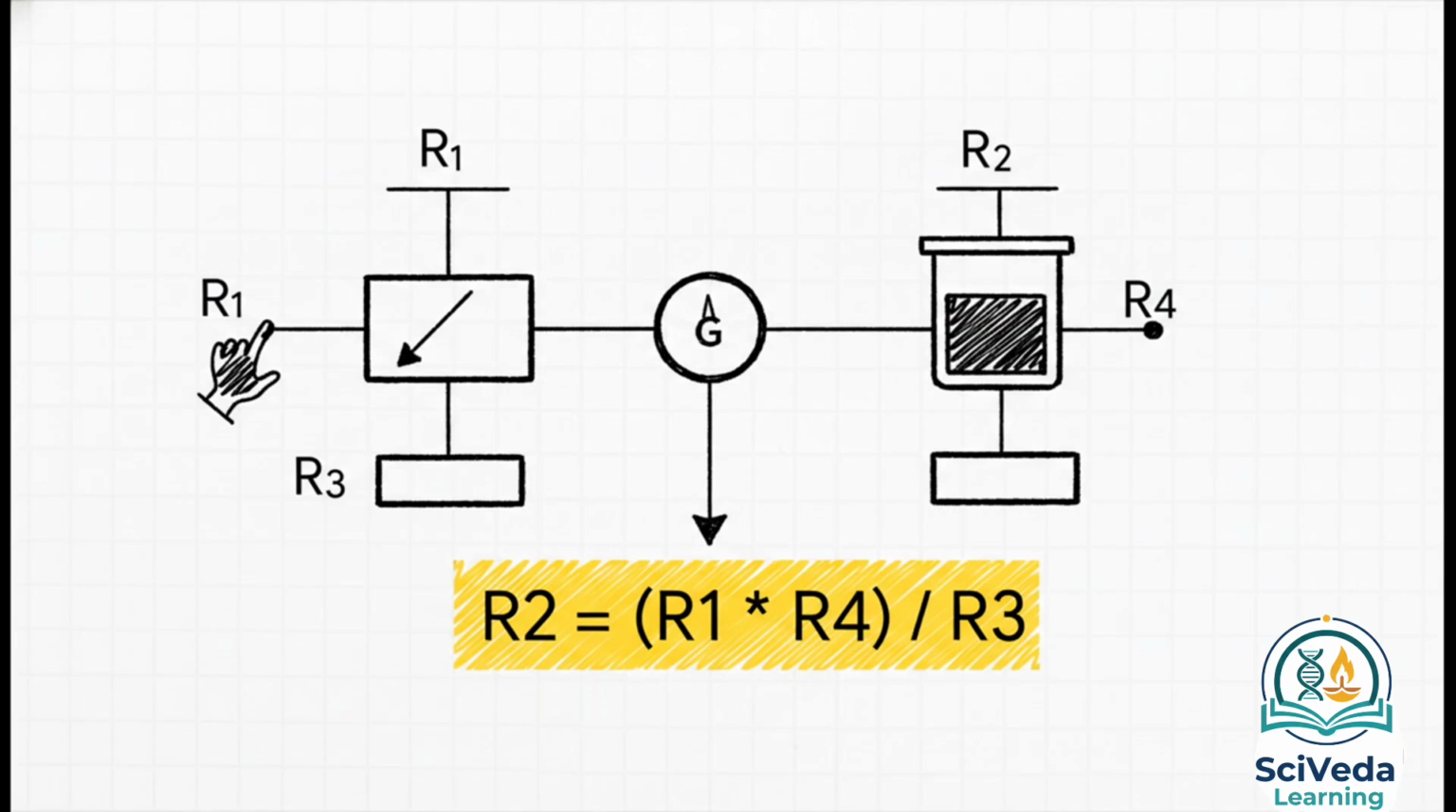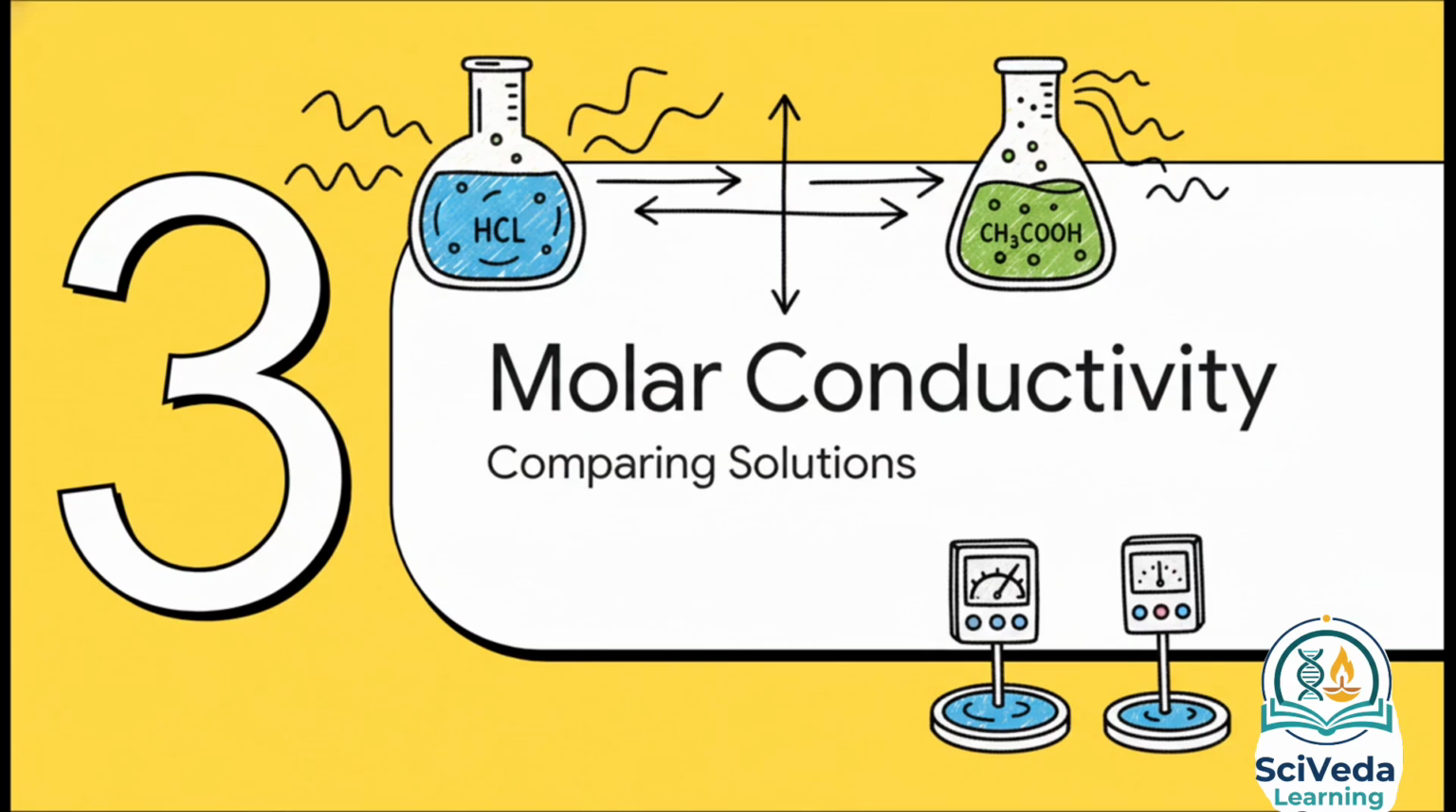The real genius of the Wheatstone bridge is all about finding balance. What we do is adjust R1, which is a resistor we can change, until the detector right there in the middle reads 0 current. We call this the null point. When that happens, it means the bridge is perfectly balanced. And at that exact moment, we can use this super simple formula to calculate the unknown resistance of our solution, R2. It's really elegant.